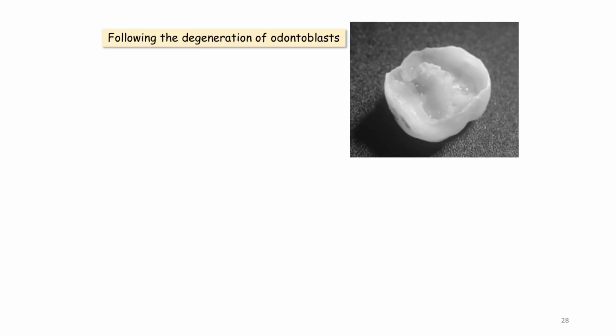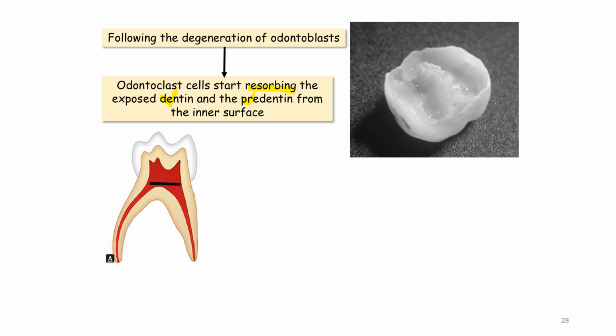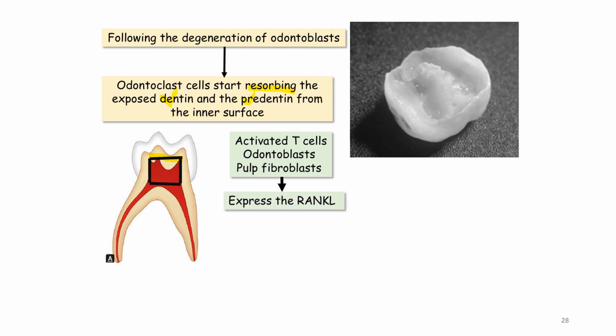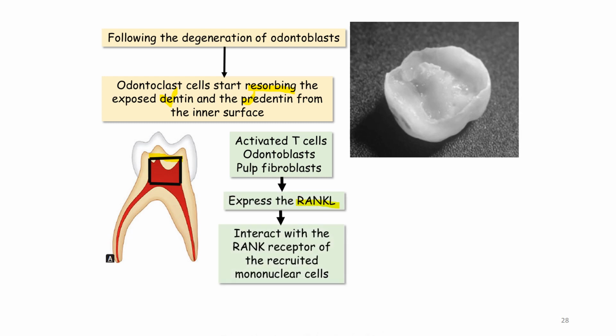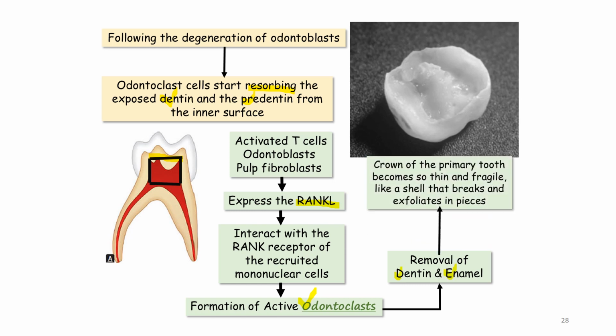Following the degeneration of the odontoblasts, the odontoclast cells start resorbing the exposed dentine as well as the predentine from the inner surface. Initially, the resorption process starts at the pulpal floor, then proceeds towards the pulpal walls, and then it resorbs the pulpal horns. Also, the activated T lymphocytes, odontoblasts, and the pulp fibroblasts express RANKL. They interact with the RANK receptor, eventually forming the active odontoclasts. These odontoclasts resorb and remove dentine and enamel, leaving the crown of the primary tooth thin and fragile like a shell, which breaks and eventually exfoliates in pieces.